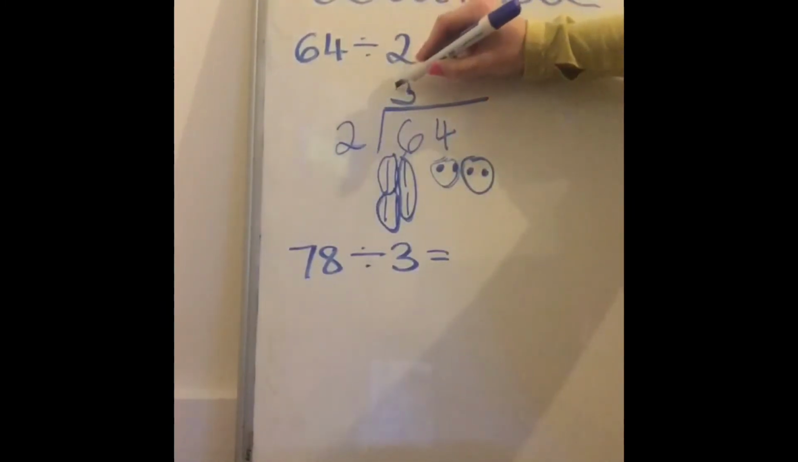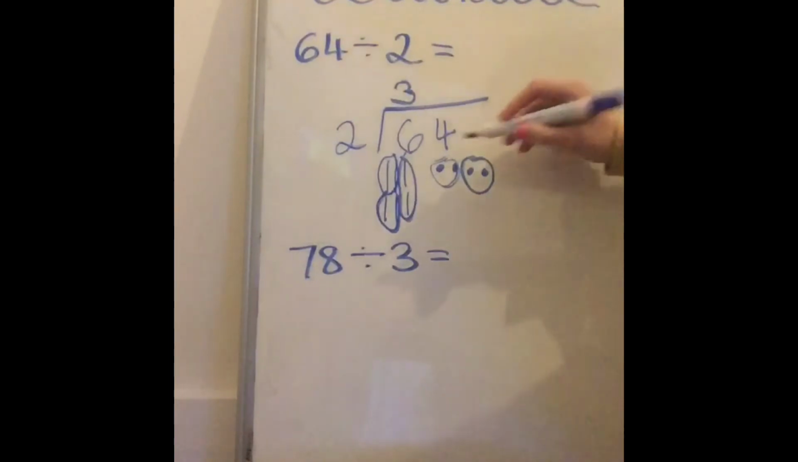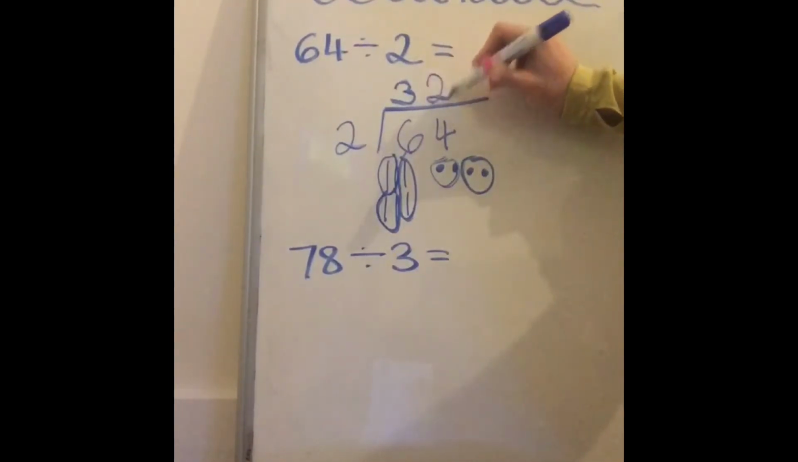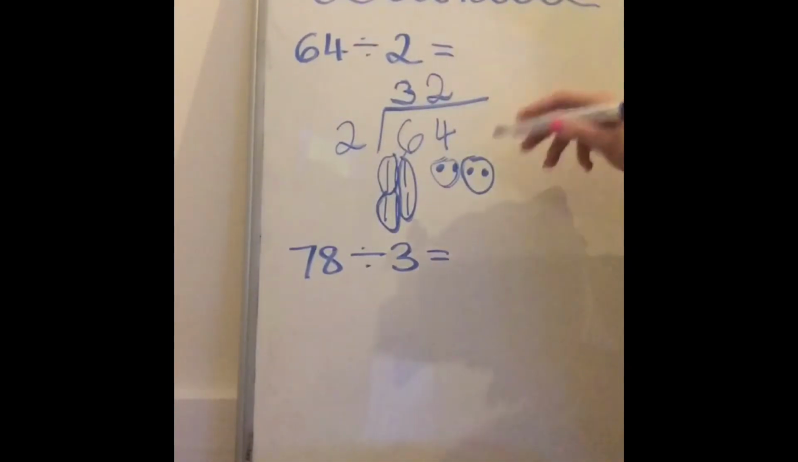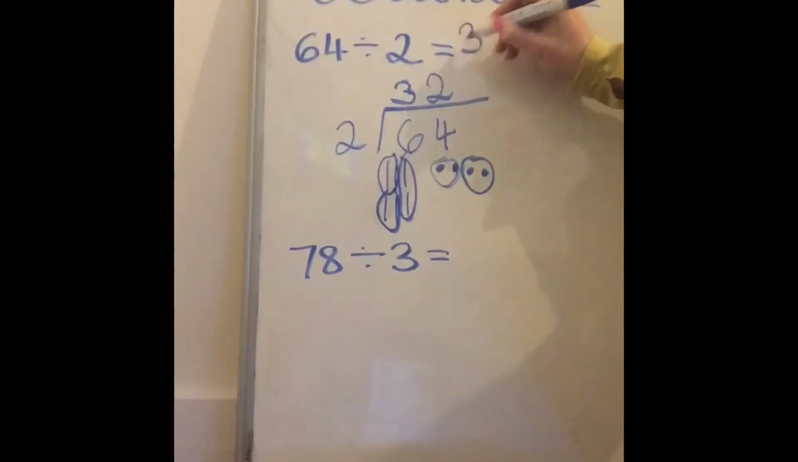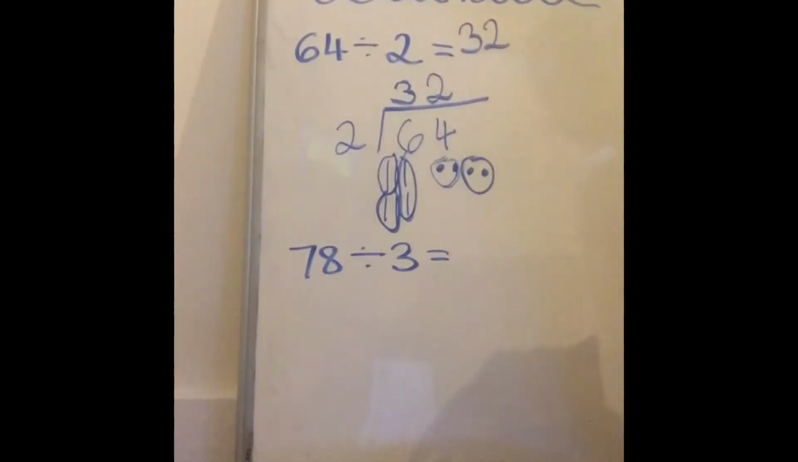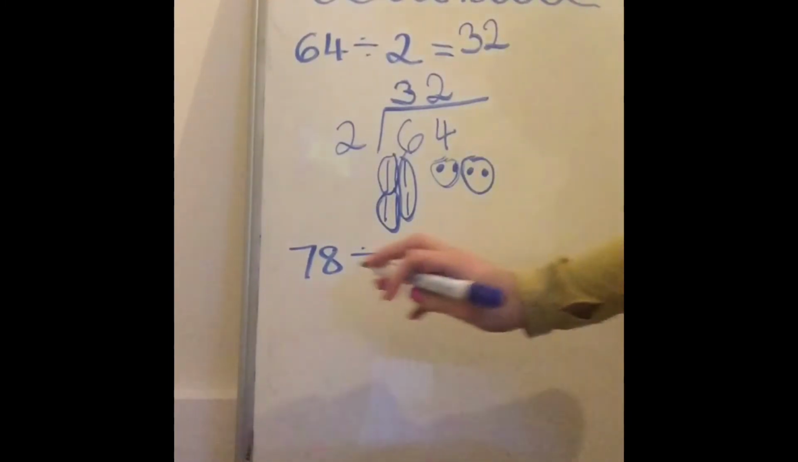It's gone a bit funny, there we go. And we've got 1, 2 groups in our 1. So that means our answer is 32. Now we're going to try the next one.